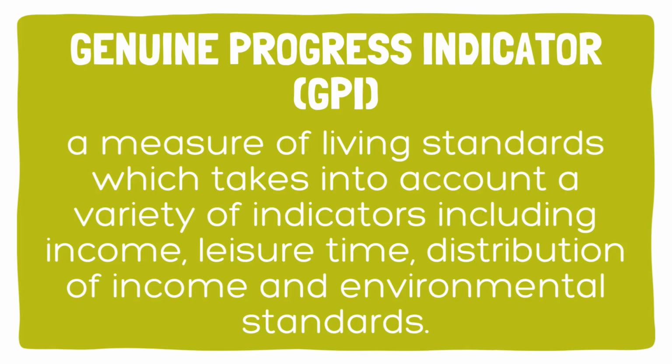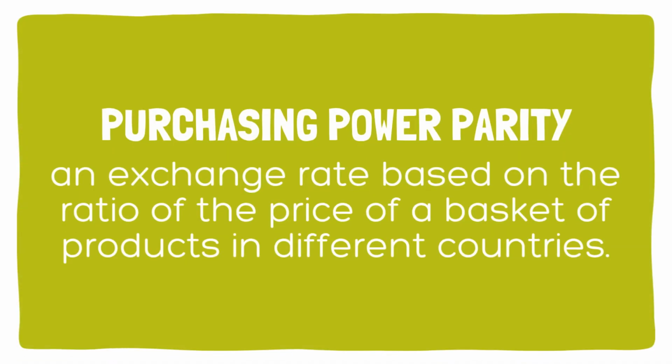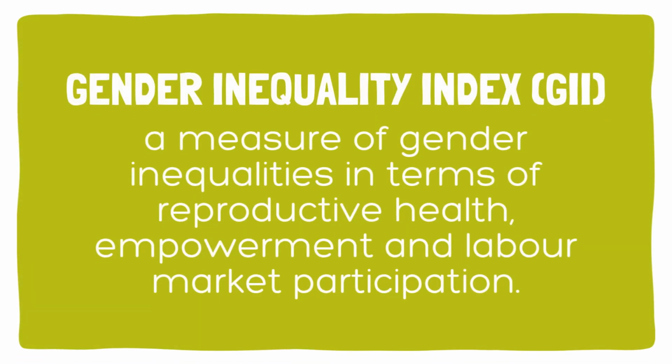Genuine Progress Indicator is a measure of living standards which takes into account a variety of indicators, including income, leisure time, distribution of income, and environmental standards. Purchasing power parity is an exchange rate based on the ratio of the price of a basket of products in different countries. Gender Inequality Index is a measure of gender inequalities in terms of reproductive health, empowerment, and labour market participation.